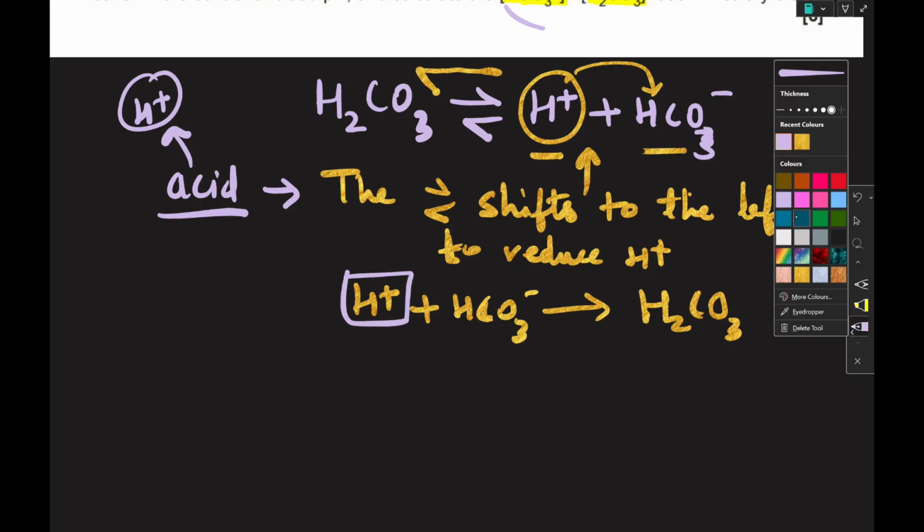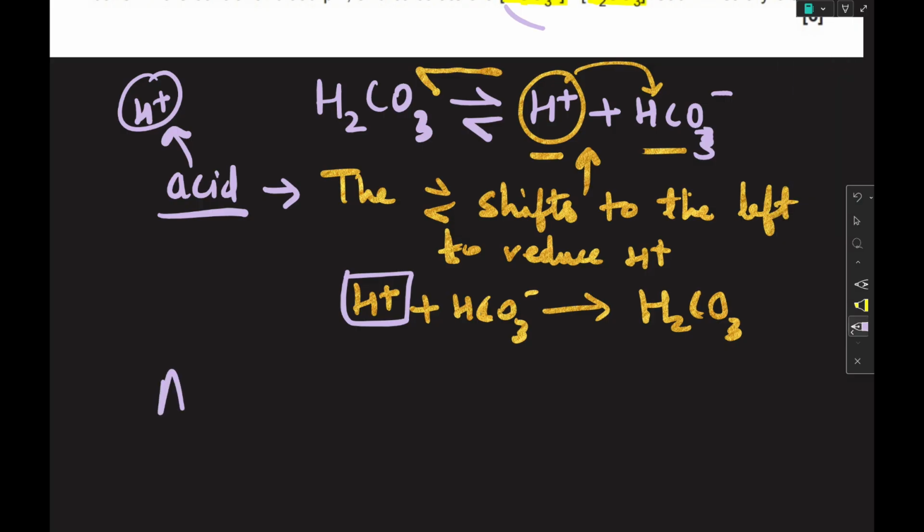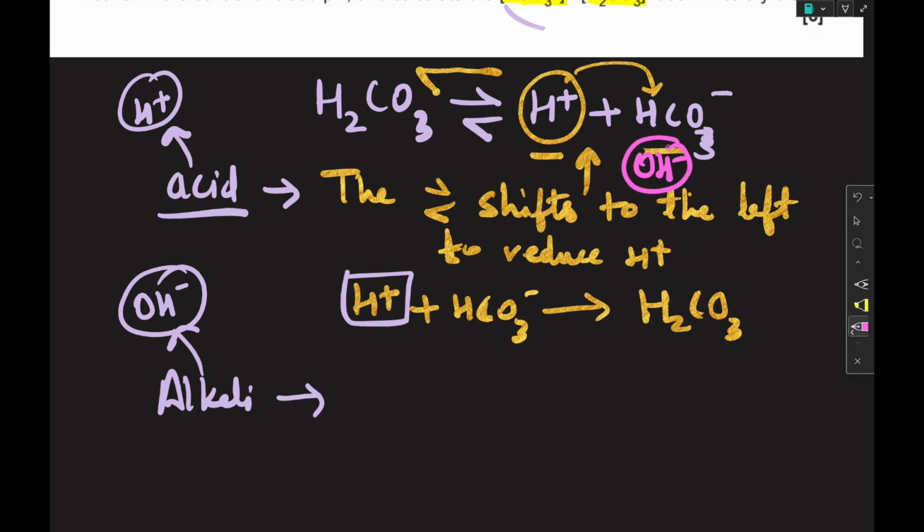Now you need to talk about what happens if you add alkali, or a base, right? We know that alkali releases OH minus ions. So what happens in that case? There are so many OH minus ions being added that they react with H plus ions. So you're removing H plus ions, and the equilibrium shifts to counteract the change, to increase the H plus ion concentration, if that makes sense.